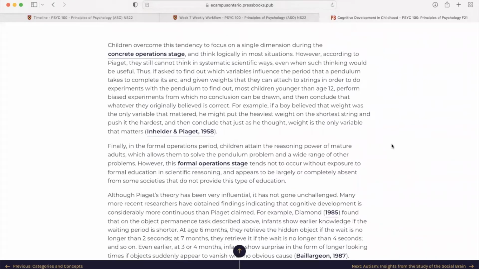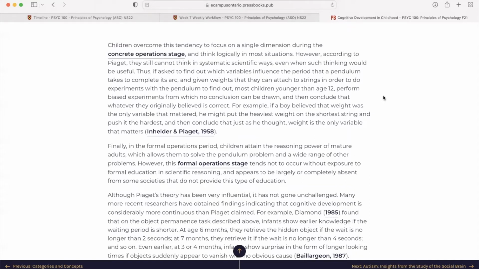Children overcome this tendency to focus on a single dimension during the concrete operation stage and think logically in most situations. However, according to Piaget, they still cannot think in systematic scientific ways, even when such thinking would be useful. Thus, if asked to find out which variables influence the period that a pendulum takes to complete its arc, and given weights that they can attach to strings in order to do experiments with the pendulum to find out, most children younger than age 12 perform biased experiments from which no conclusion can be drawn, and then conclude that whatever they originally believed is correct.